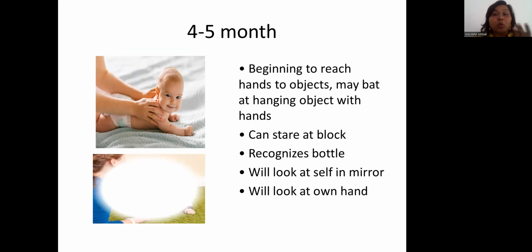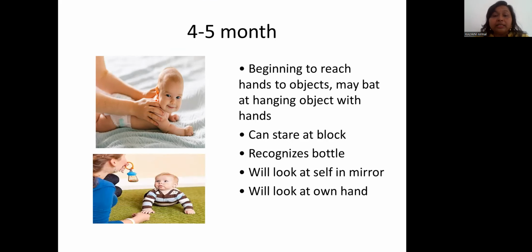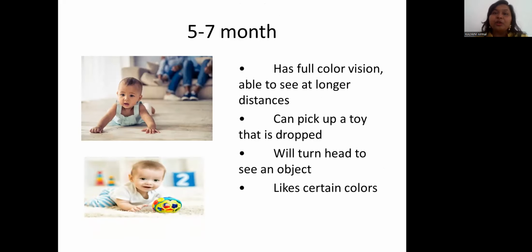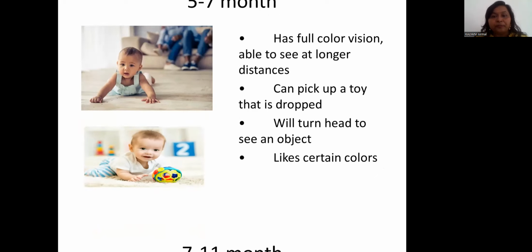They look at their own hand, and in 5 to 7 months, the child has full color vision. They're able to see long distances and they can pick up a toy that is dropped. They'll start creeping or rolling. They'll turn their head to see an object and they like certain colors.